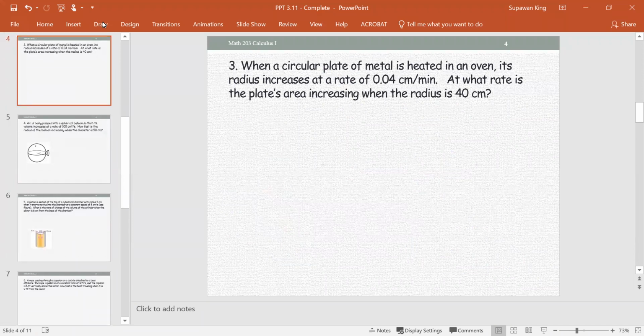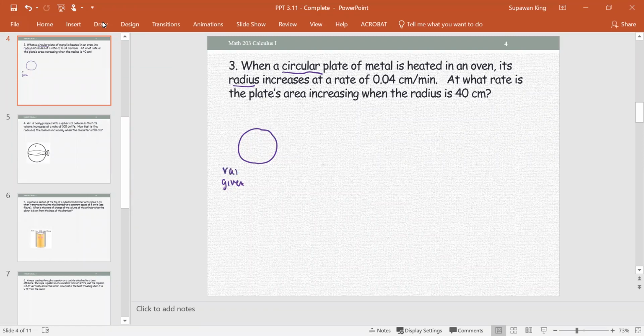Example 3. When a circular plate of metal is heated in an oven, its radius increases at a rate of 0.04 centimeters per minute. At what rate is the plate's area increasing when the radius is 40 centimeters? The diagram that we are using in this problem is a circle. And the given information: the radius increases at a rate of 0.04 centimeters per minute.